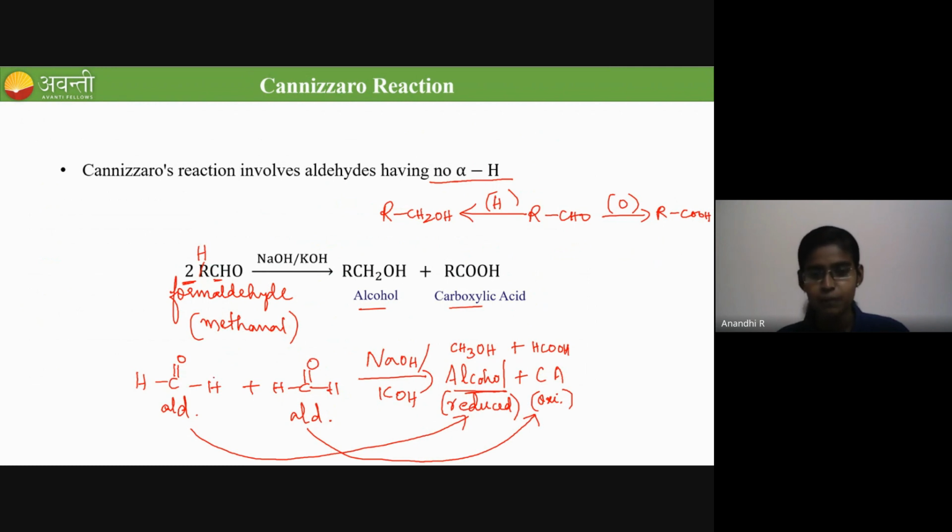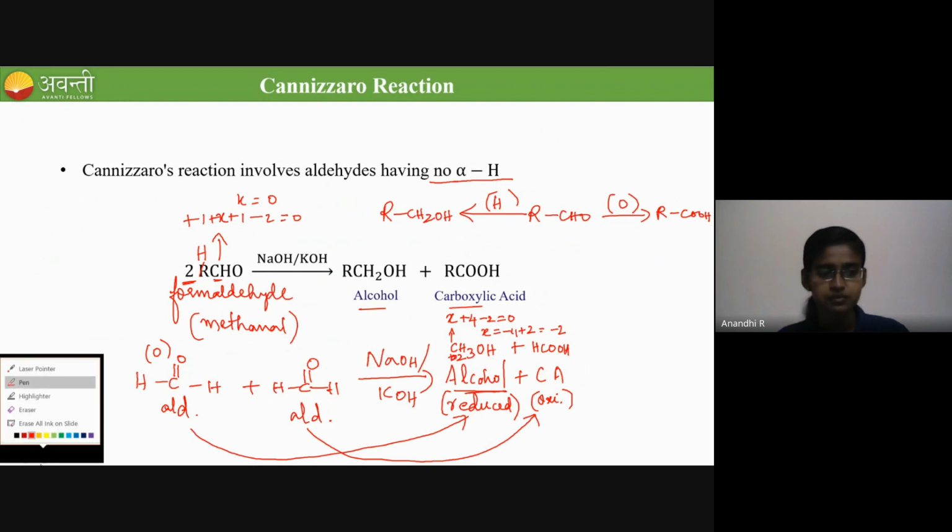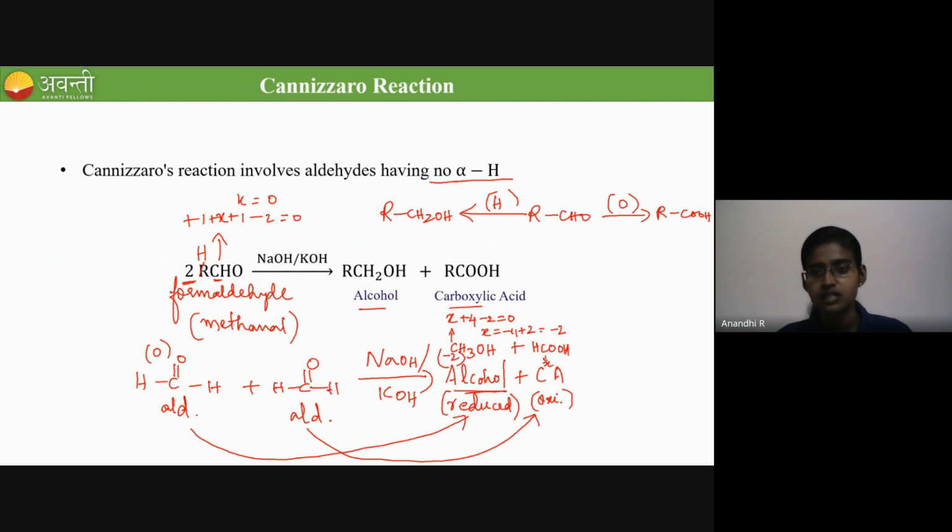What is the oxidation number of carbon in methanal? X plus 1, and here also plus 1, minus 2 is 0. So X is equal to 0, right? Oxidation number of carbon in methanal is 0. And in case of methanol, what is the oxidation state? X, 4 hydrogens we are having, so plus 4, minus 2 is equal to 0, and X is equal to minus 4 plus 2, which is minus 2. So in case of methanol, it is minus 2. And what is this here? X, 2 oxygens, so minus 4, 2 hydrogens, so plus 2.